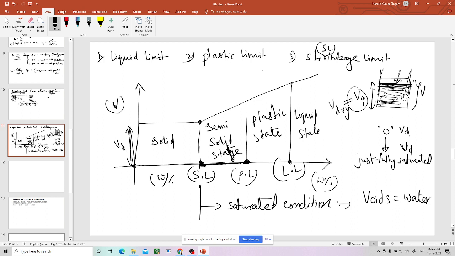So if you add water to the dry soil until it reaches its liquid limit water content, then it will try to flow. It's like slurry, very loose slurry. So these are about the water contents. These are all about the limits which will define the nature of the soil. Okay, so now you need to see how to find out this liquid limit for a particular soil.